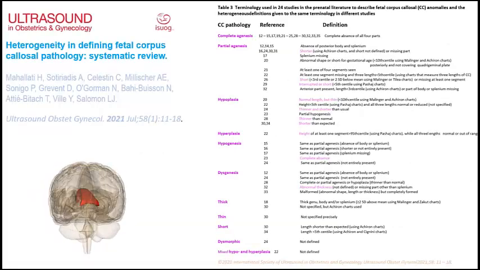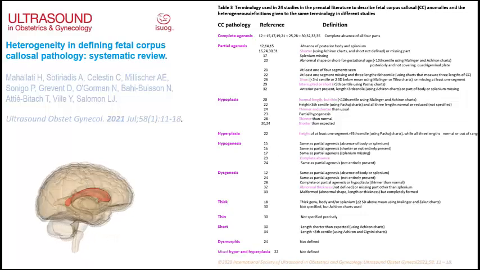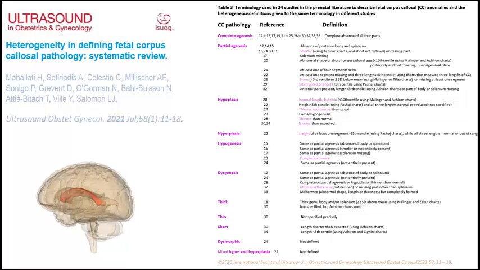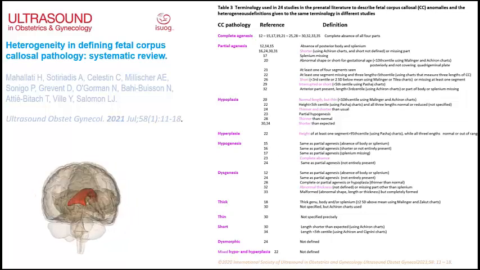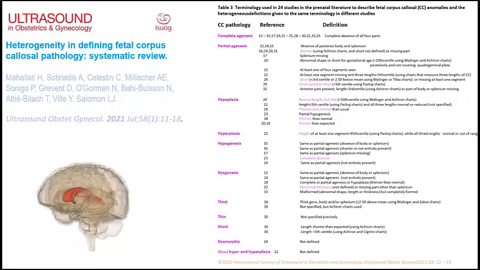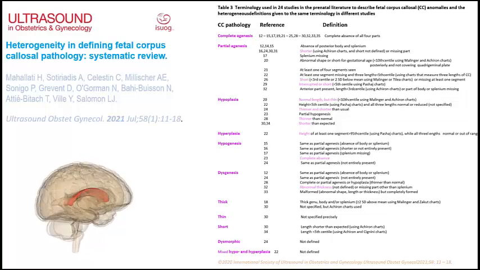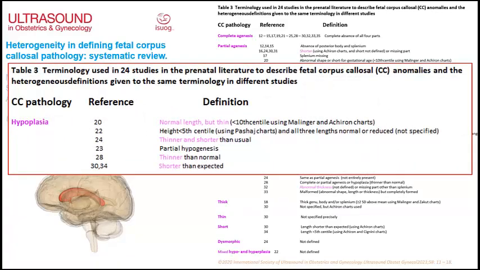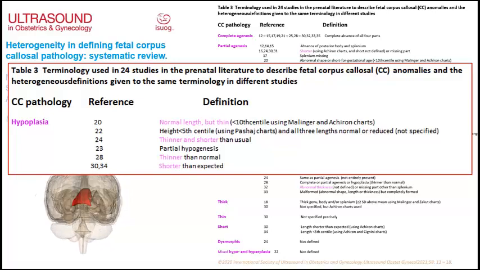There is a big heterogeneity and confusion in the literature when defining these anomalies, as it is very nicely described in this paper from the group of Isbill and Lawrence Salmon. I will only give an example. The term hypoplasia is defined very differently depending on the paper.